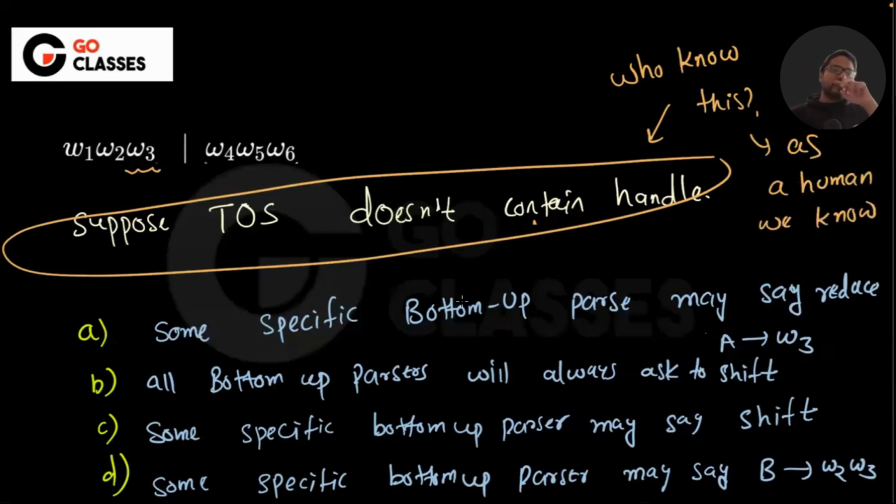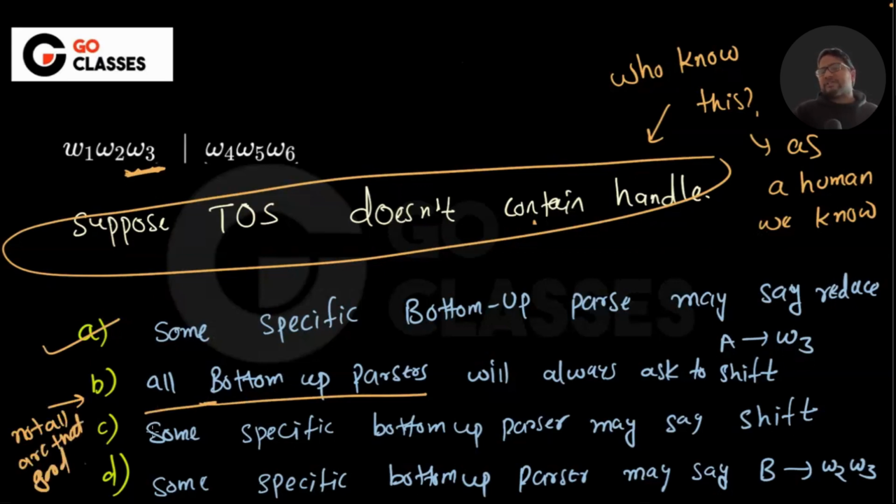Let's suppose as a human, it is given to you. As a human, we know that there is no handle here. But still, can the parser say, okay, this is the handle, we are going to reduce this? Can the parser still say, let's just reduce on the W3, even though there is no handle here? Yes, if it is a bad parser, it can say that. Will all the bottom-up parsers ask to shift? What do you think? No. Not all bottom-up parsers are that good.